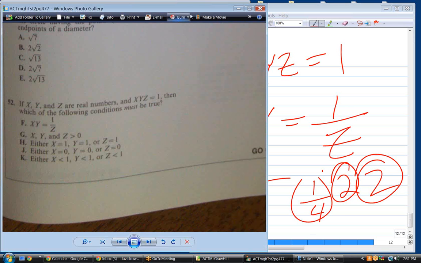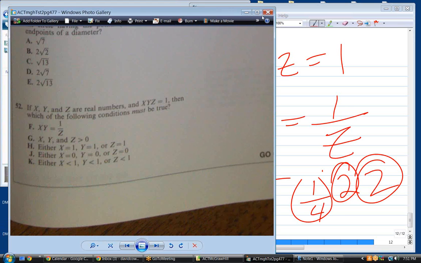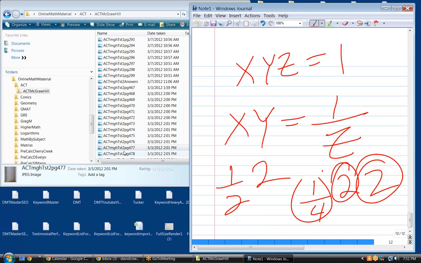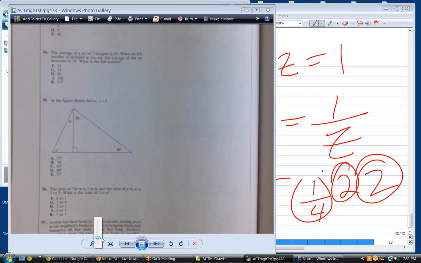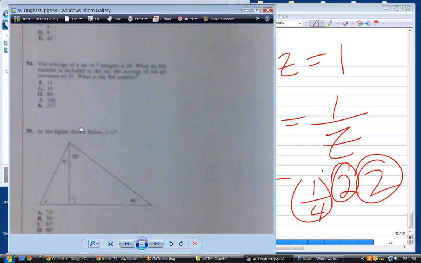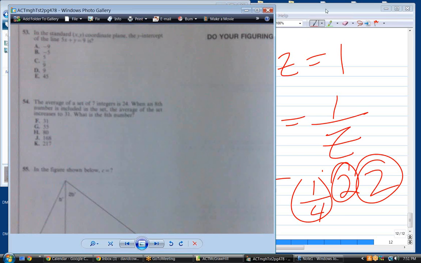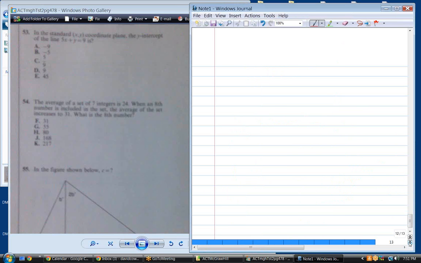So, let's see, 478. Okay, I may have to do a little interpretation here for you. It's pretty blurry. The y-intercept of this line. This is 9. Okay.